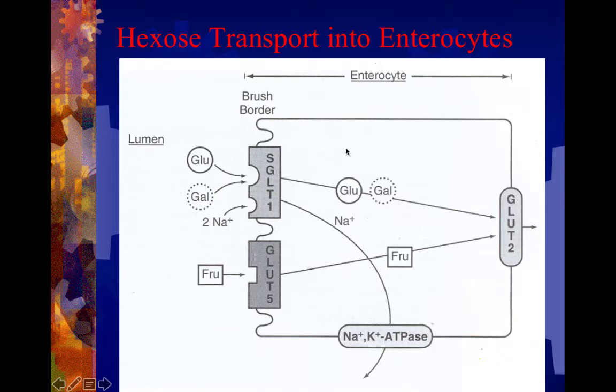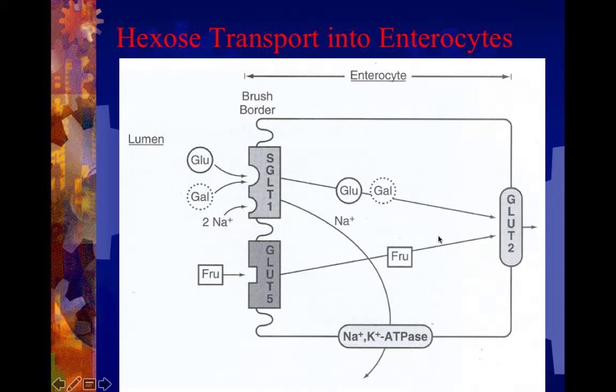Okay. If we look over here, we can see the monosaccharides, glucose, galactose, fructose, and we can see that SGLT1 is in the brush border membrane of enterocytes. GLUT2 is in the basolateral membrane of enterocytes, and GLUT5 is in the brush border membrane of enterocytes. But you can see that the monosaccharides use two different transporters to go into the cell and one transporter to go out.